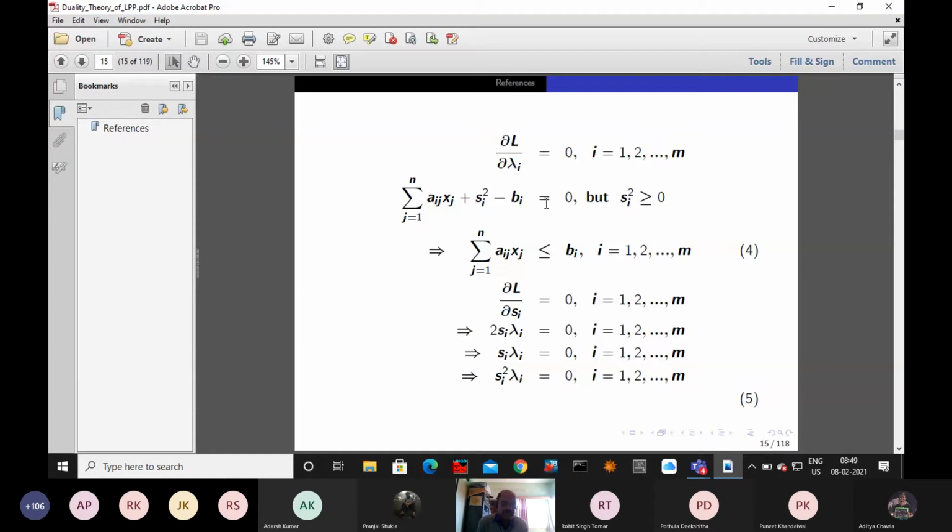Similarly, if you take the partial derivative with respect to si, del L by del si is equal to 0. Since si square is there, if you take the derivative, 2 will come, 2 si into lambda equal to 0. Since 2 is not 0, si into lambda equal to 0. This indicates the product is equal to 0, which means either both of them are 0 or one of them is. In this way we will argue.